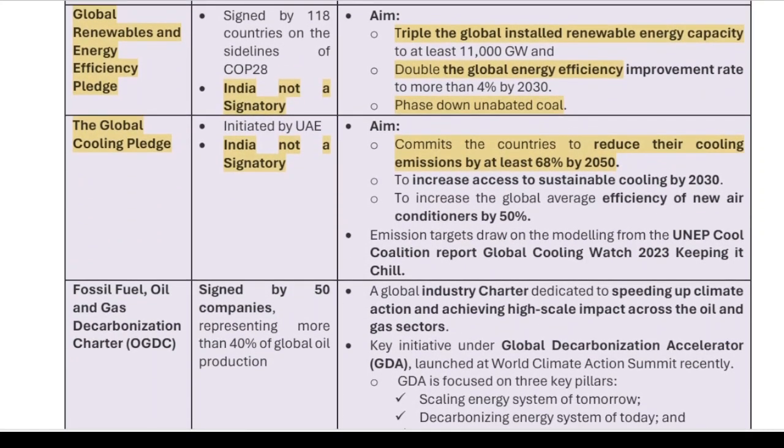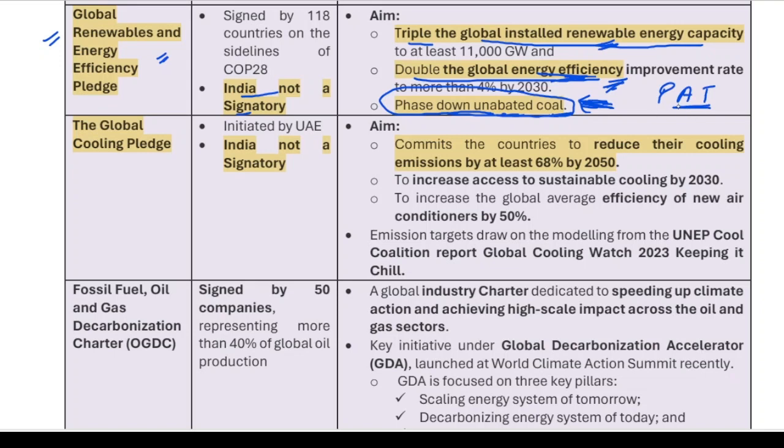Okay, Global Renewable and Energy Efficiency Pledge. India is not a signatory to it. What this body tries to do is triple installed renewable energy capacity and double the global energy efficiency. It focuses on energy efficiency, renewable energy, and phasing down unabated coal. Because of this section, India has not joined this agreement, because India can't phase down coal. It is a basic need for India at this time, because it wants to grow and become developed, so it can't phase down coal. Otherwise, India is very involved in the installation of renewable energy and also energy efficiency. Also, India is working in the PAT scheme that you must have heard in your static notes.